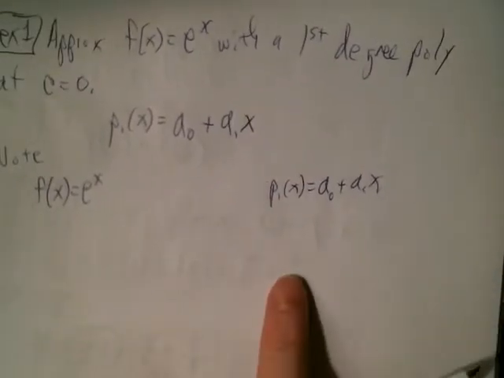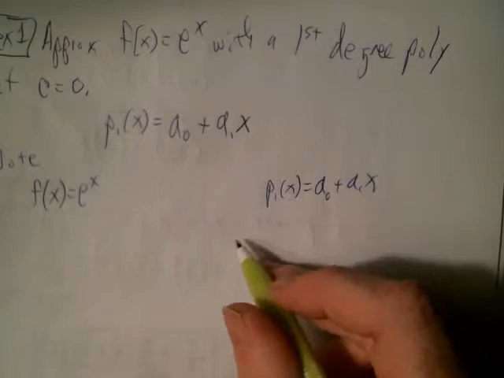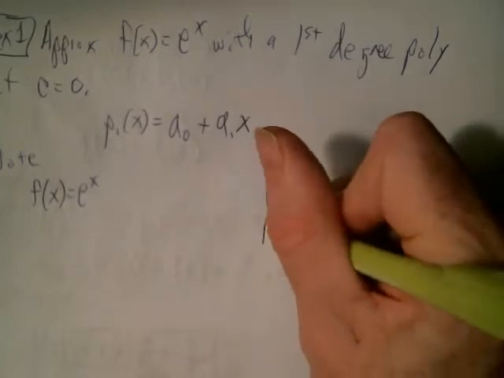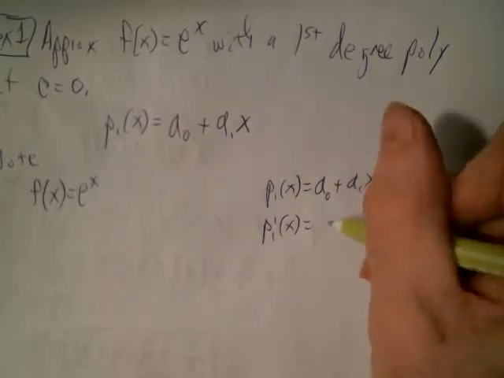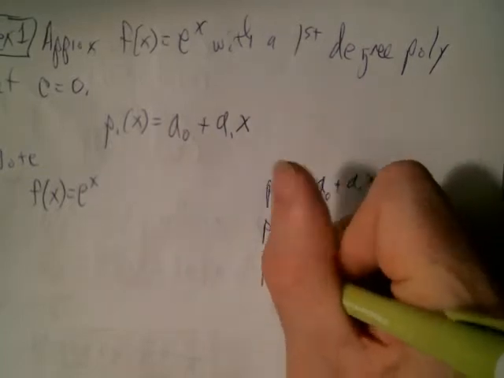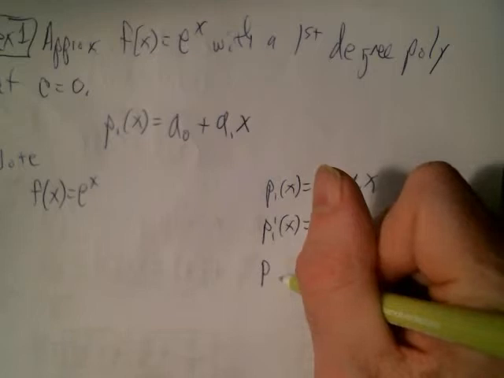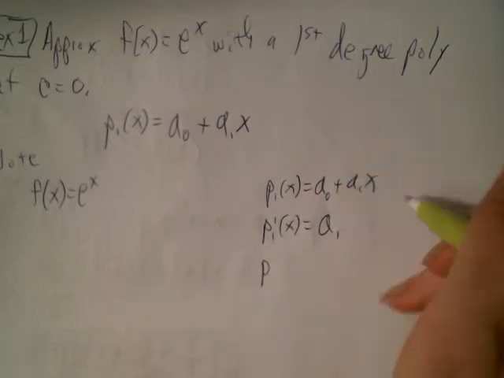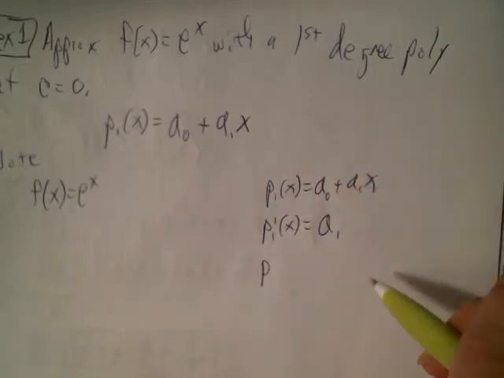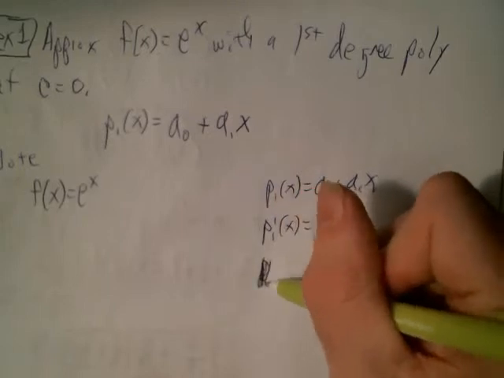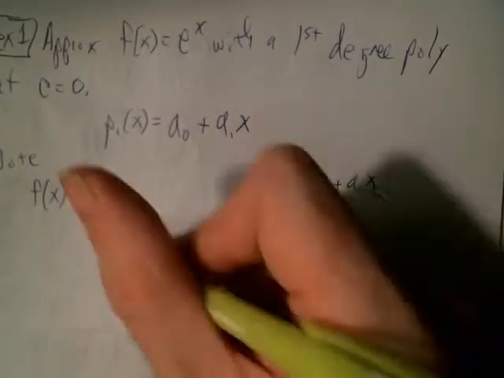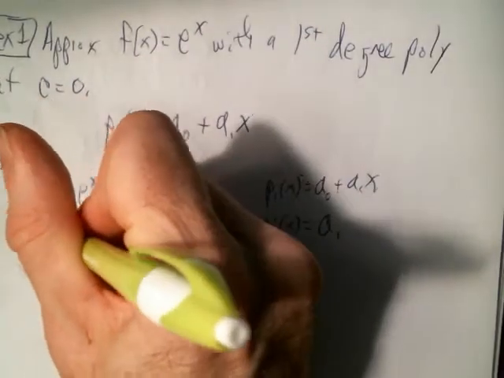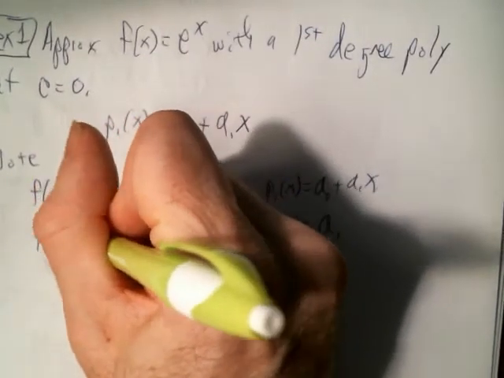And then we have to evaluate them at 0 and set them equal to each other. The polynomial will get annihilated by the derivatives after the first derivative. So p1 prime of x is just going to be a sub 1. It'll just be a sub 1, so it gets annihilated at the second derivative. So when I play around with this, I only need to find the first derivative over here. So f prime of x equals e to the x.